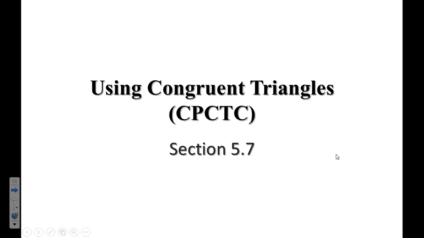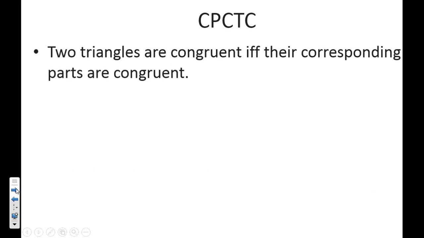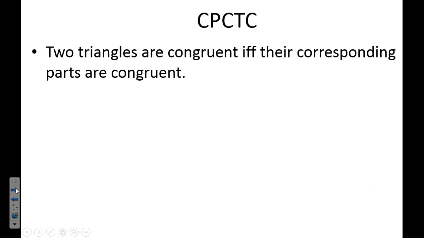Today we're going to talk about one more theorem, and that theorem is going to help us use those congruent triangles to do more. So first of all, we have a theorem called CPCTC, which is an abbreviation. It's going to save you a lot of writing. And that theorem says that two triangles are congruent if and only if their corresponding parts are congruent.